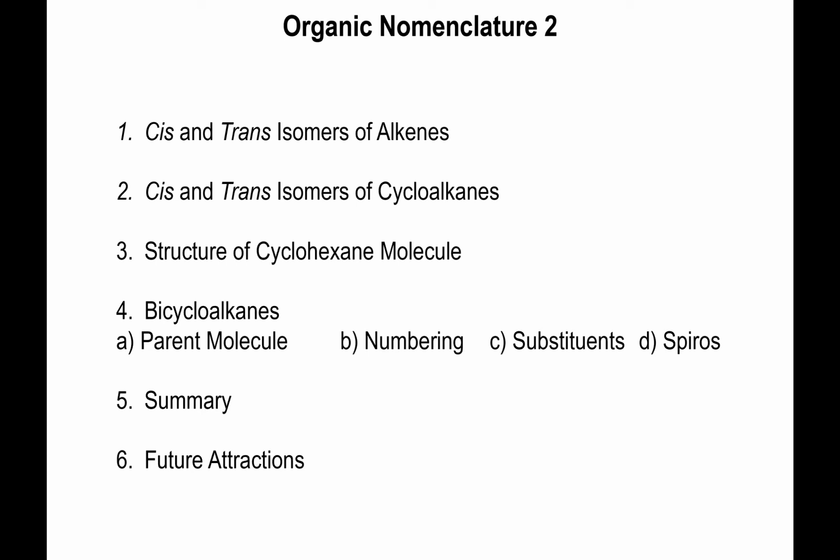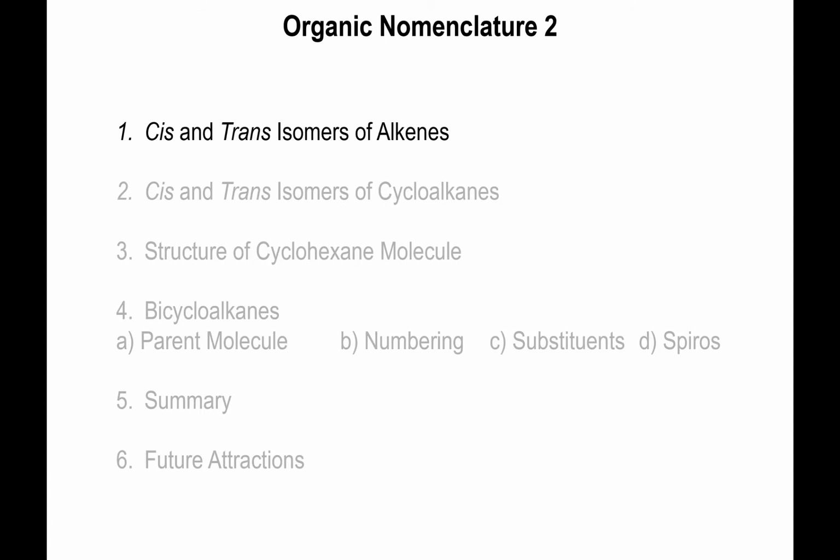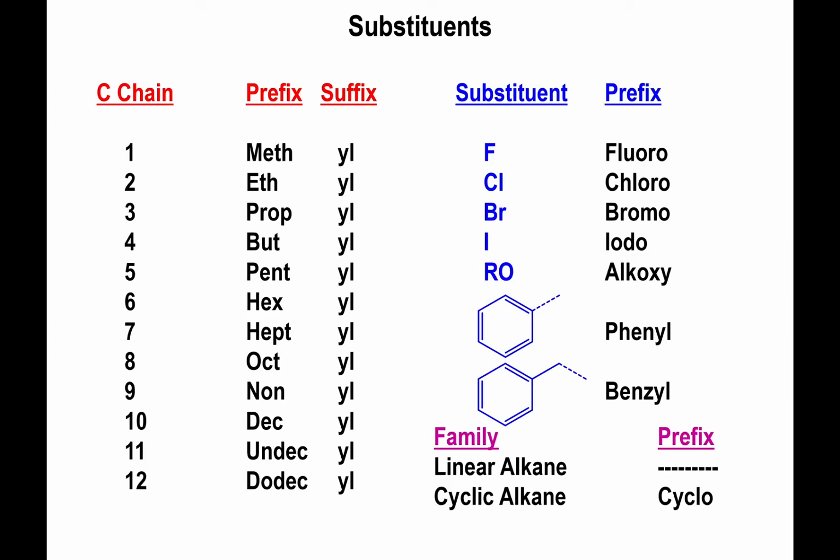Alright, here we are back again with some more nomenclature. We're going to start by talking about cis and trans isomers of alkenes. Just to remind you, when dealing with substituents, we have the suffix -yl in association with the number of carbons coming out of the parent chain. If you have halogens, we basically take that halide ending and turn it to halo, so fluoro, chloro, bromo, iodo.